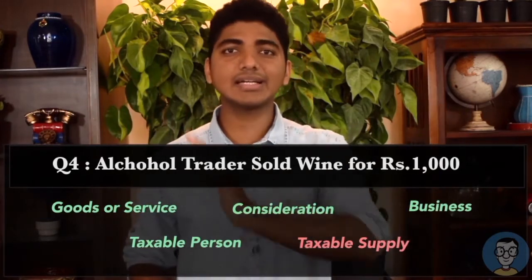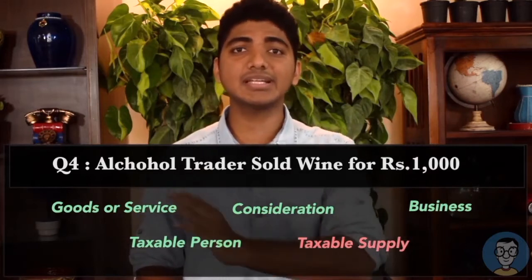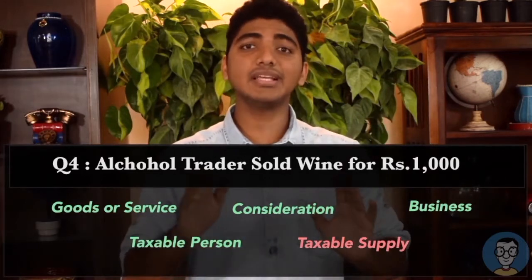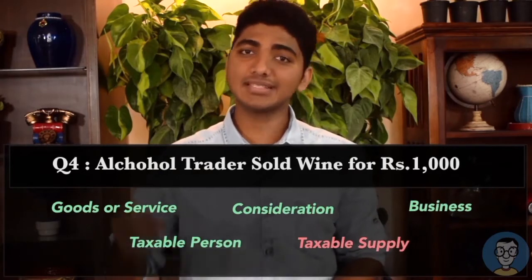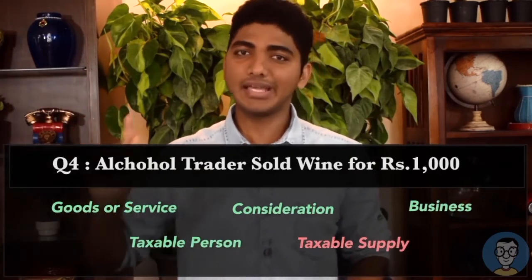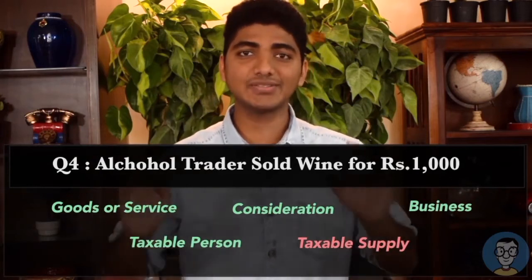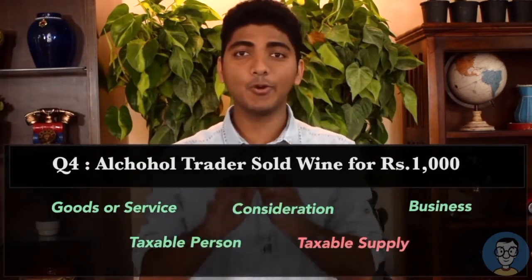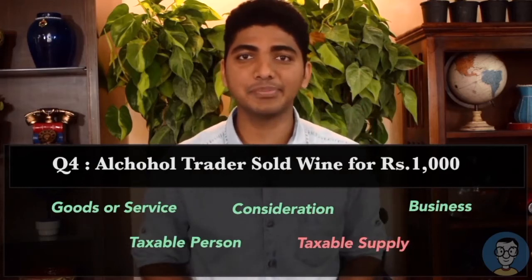So all the other conditions are satisfied. Which are the other conditions? There is goods, there is consideration, it is the business by a taxable person, but it is not a taxable supply. Even if one condition is not satisfied, there is no GST. I hope you are clear with the first 4 examples. Let us go to the fifth example.